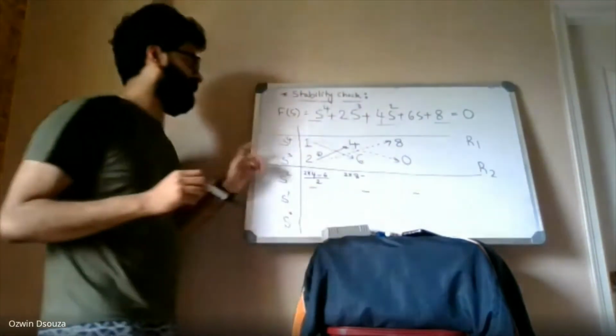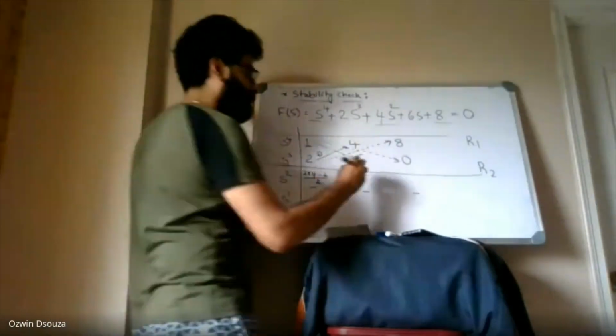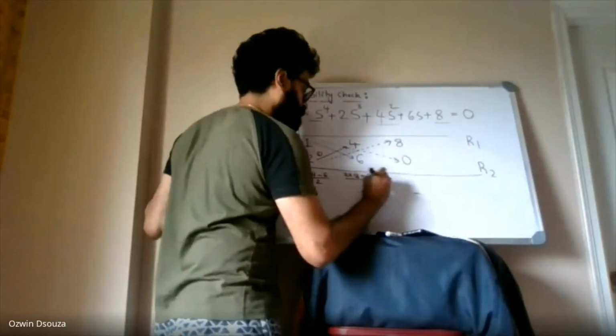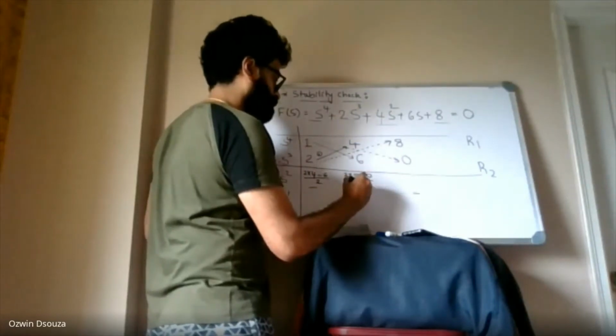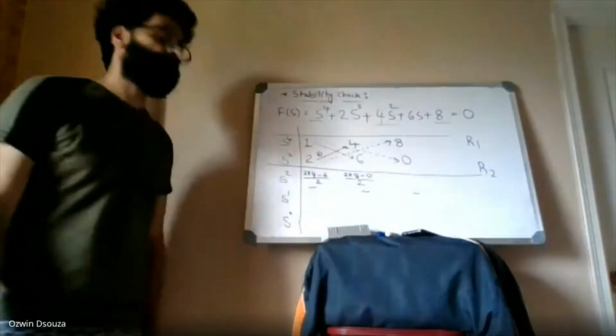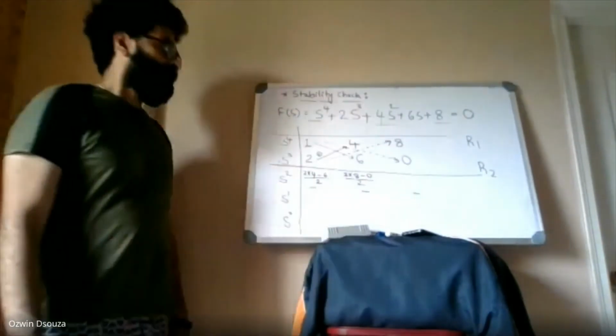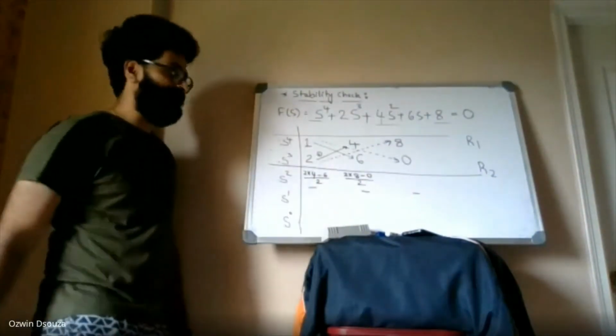I should multiply 1 with 0. So 1 into 0, that is 0, divided by 2. Divided by 2. Okay. I hope this is clear.